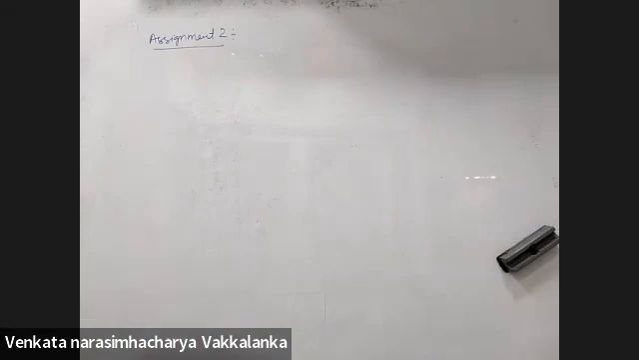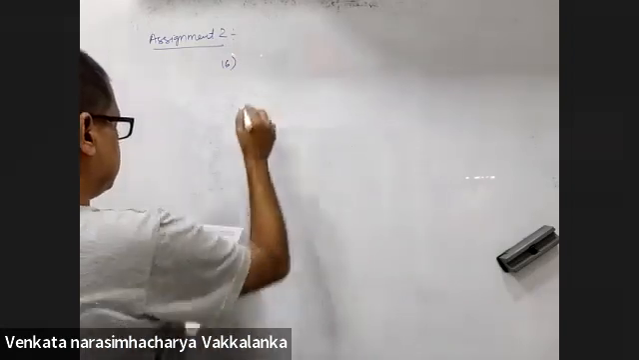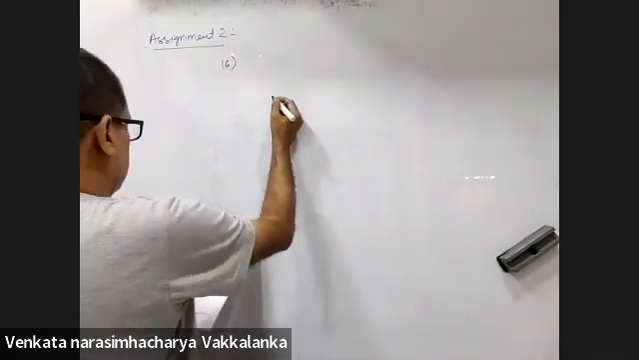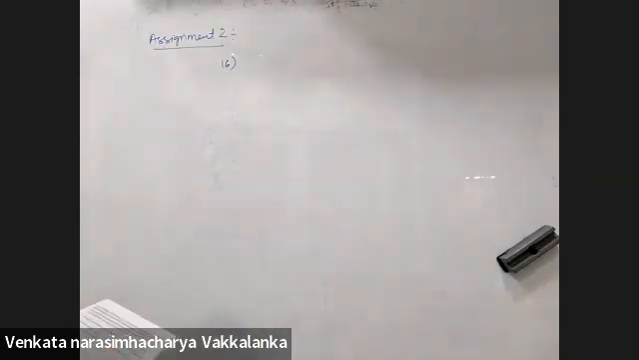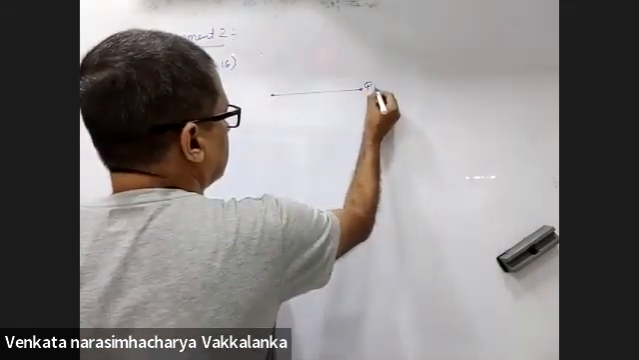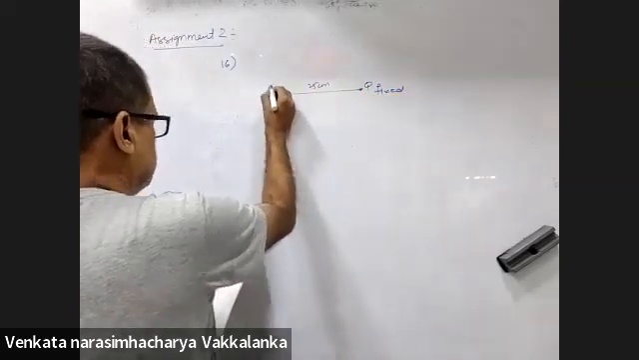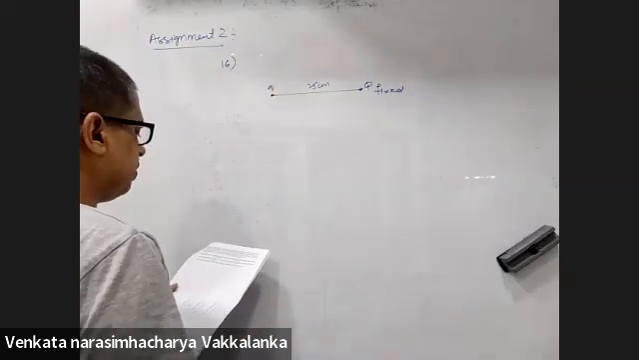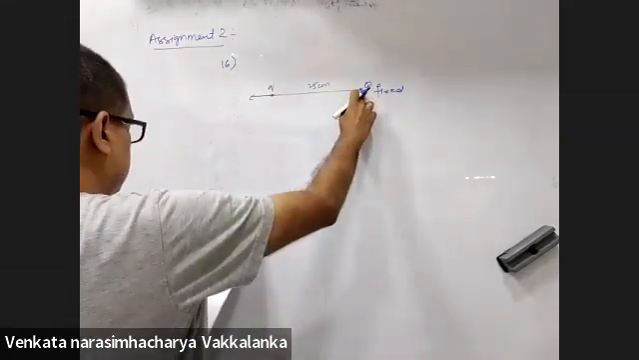16th problem. Positive charged particles start at rest 25 centimeters apart. A second positive charged particle is held stationary throughout the experiment. This is fixed. This is 25 centimeters. The first particle is released and accelerates away from the second particle, which is fixed.